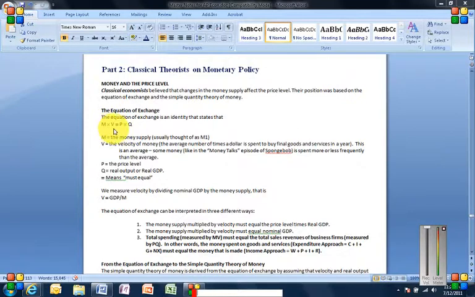M stands for the money supply, V is the velocity of money, or the average number of times a dollar in our country, for instance, because that's our currency, is spent to buy final goods and services in a year. This is an average, of course. Not all money is used as frequently as other money.